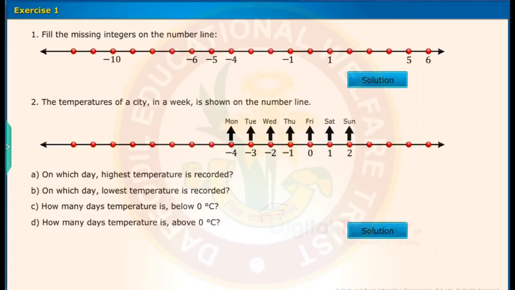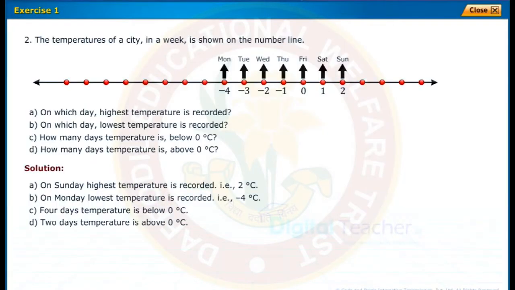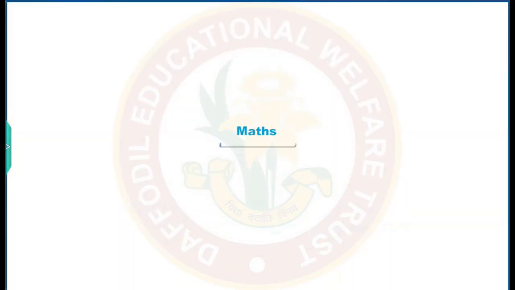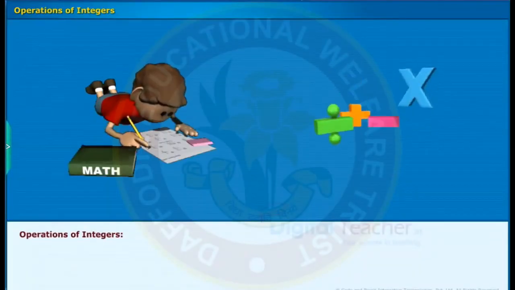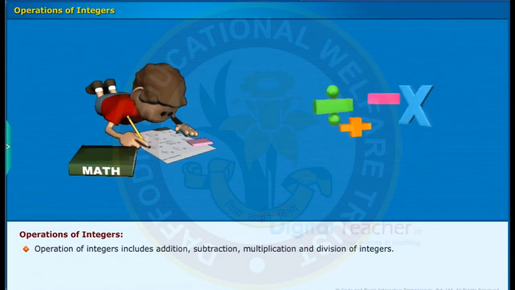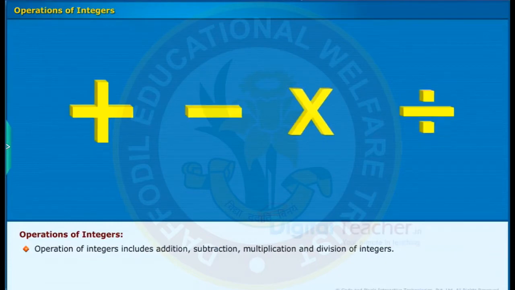Let us solve a few exercise problems. Click the tab to view solution. Let us learn about the operation of integers. Operation of integers includes addition, subtraction, multiplication and division of integers.